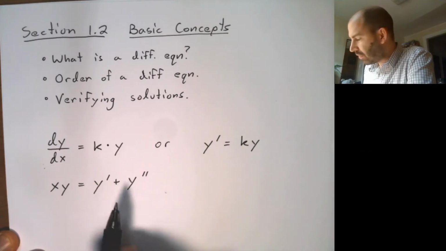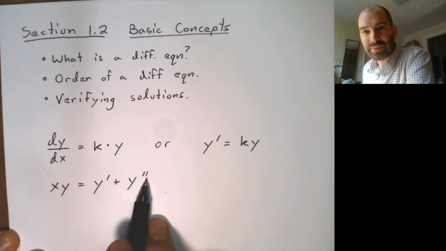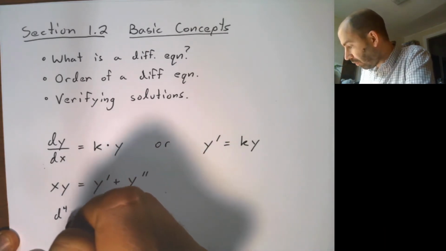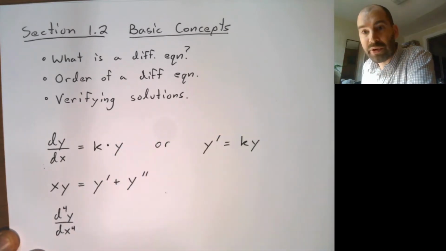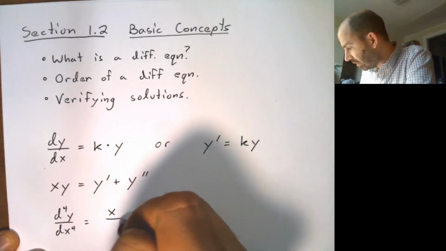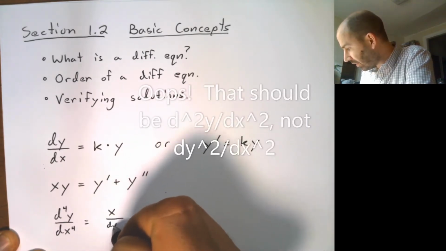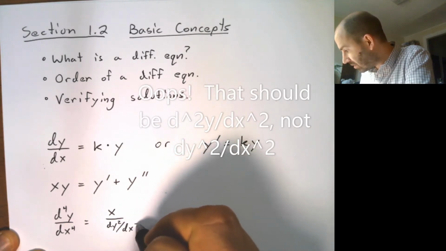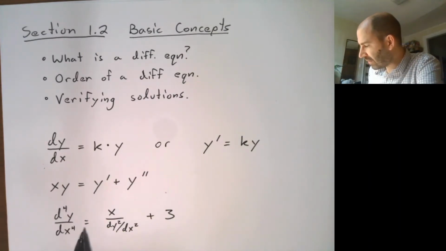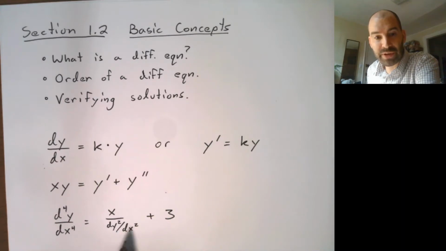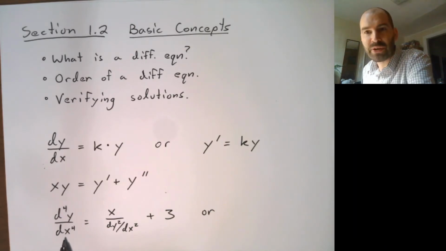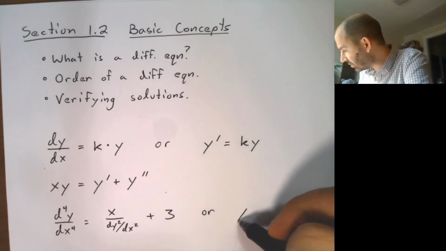Now when we start writing fourth derivatives, it starts getting tedious to write down these primes. So what I might do is use Leibniz notation and write d^4y/dx^4. That's the fourth derivative of y with respect to x. And maybe the differential equation is something like this. So here we have the fourth derivative of y with respect to x is equal to x divided by the second derivative plus 3. If we use primes, it's a little bit tedious to write 4 primes in a row, so what we'll do is write Roman numerals.